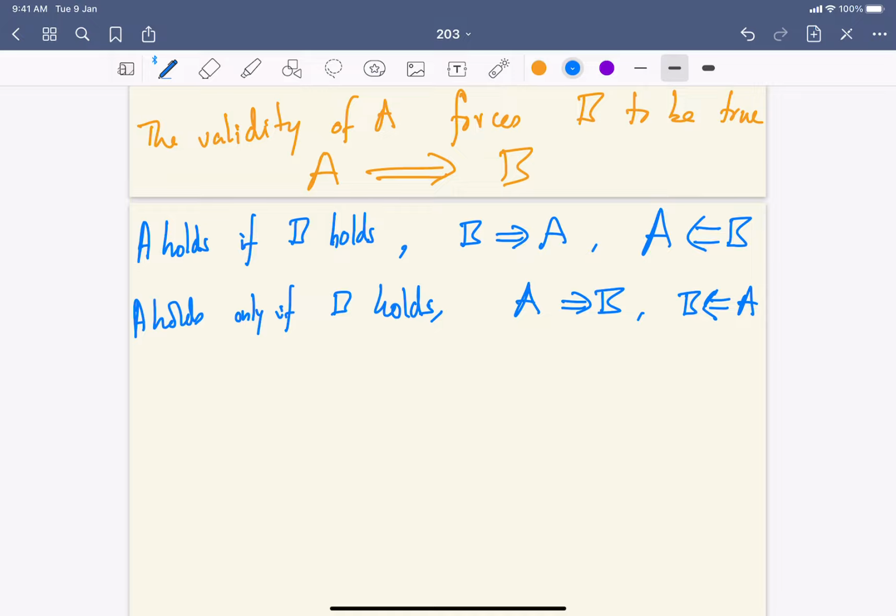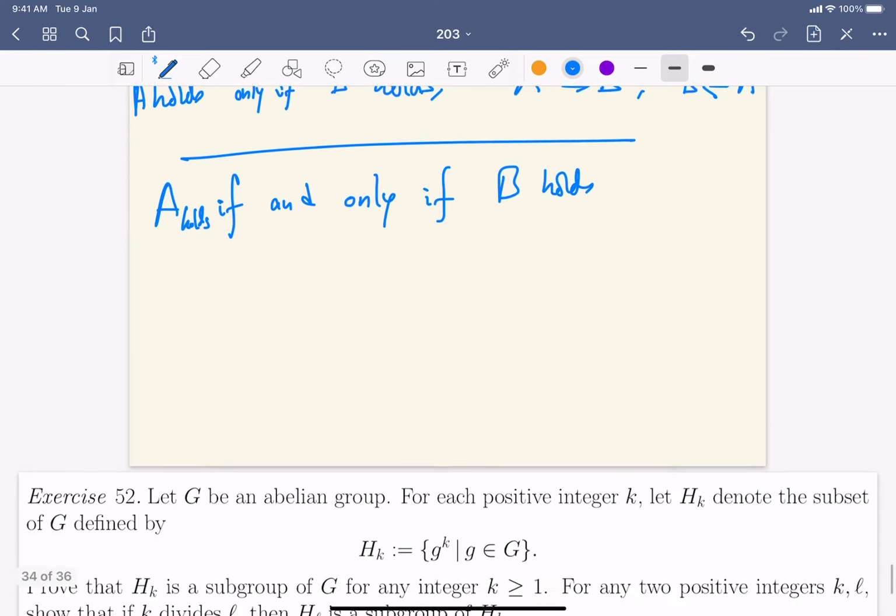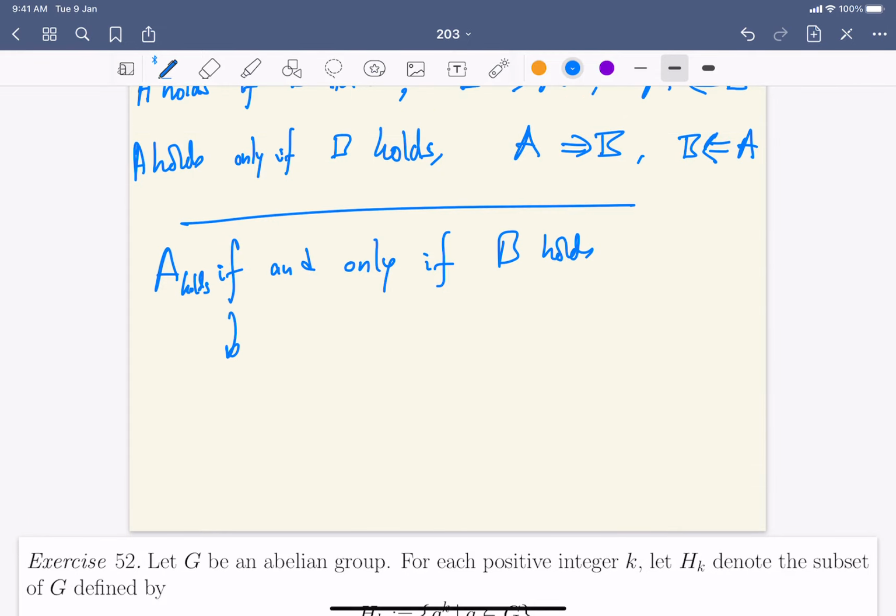Okay, so now if you get to see, for example, A if and only if B holds. So the if part stands for A if B, right? So B should imply A, so that's what is being done. And this only if stands for A forces B to be true, so A implies B, okay?